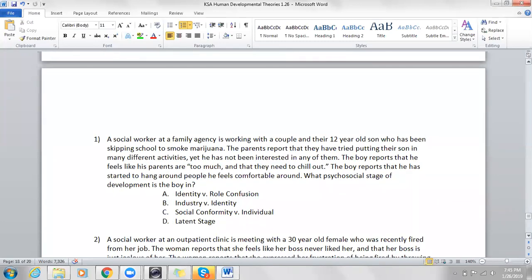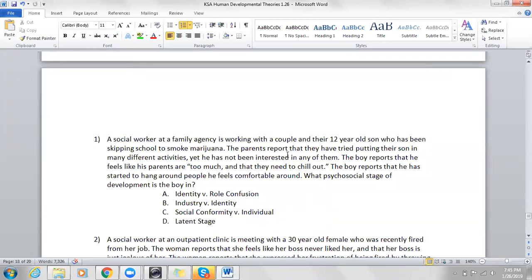The social worker at a family agency is working with a couple and their 12-year-old son who has been skipping school to smoke marijuana. The parents report that they have tried putting their son in many different activities, yet he's not been interested in any of them. The boy reports that he feels like his parents are too much and they need to chill out. The boy reports that he has started to hang around people he feels comfortable around. What psychosocial stage of development is the boy in?